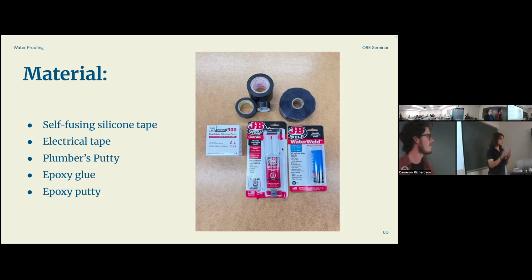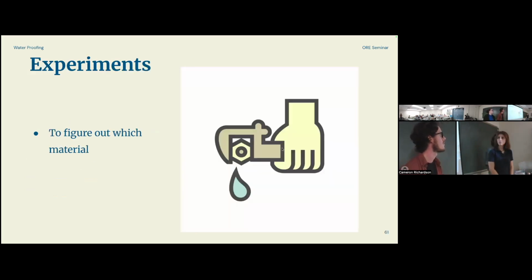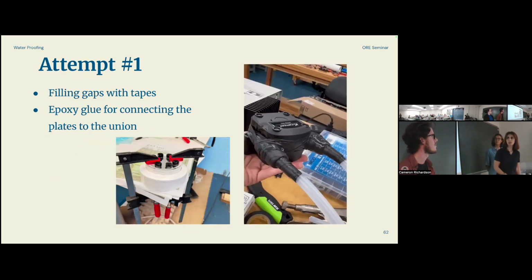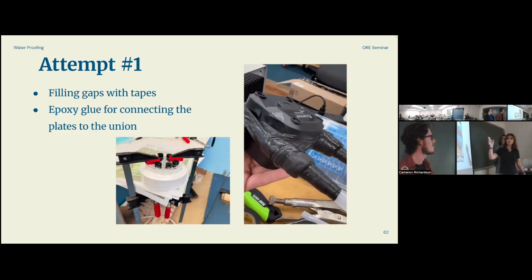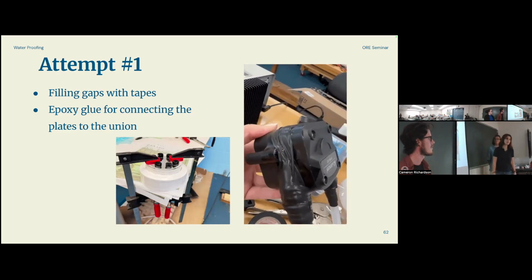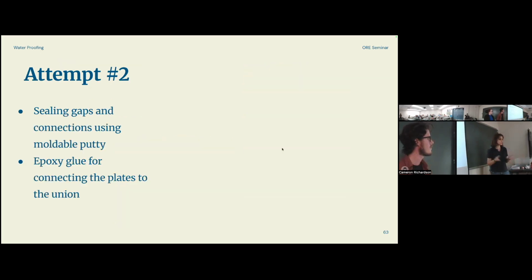Epoxy putty is a kind of dough that at first is very soft and flexible, but after some minutes, it can turn into a hard rock, and you cannot remove it at all. But to figure out which material works better and with which one you can get the desired result, we did a bunch of experiments. For the first step, we covered all the gaps on the pump housing with the tapes and used epoxy glue for fixing the plate to the union. We put it into the water and we quickly failed.